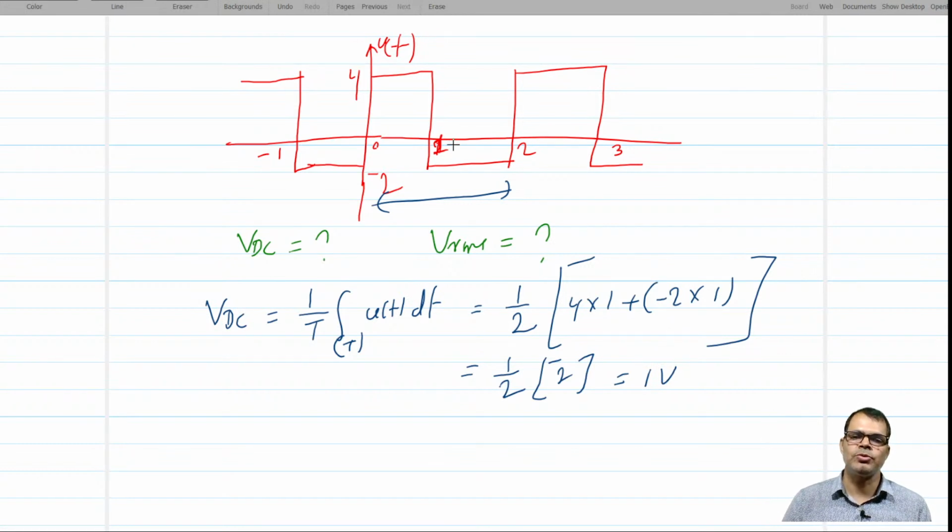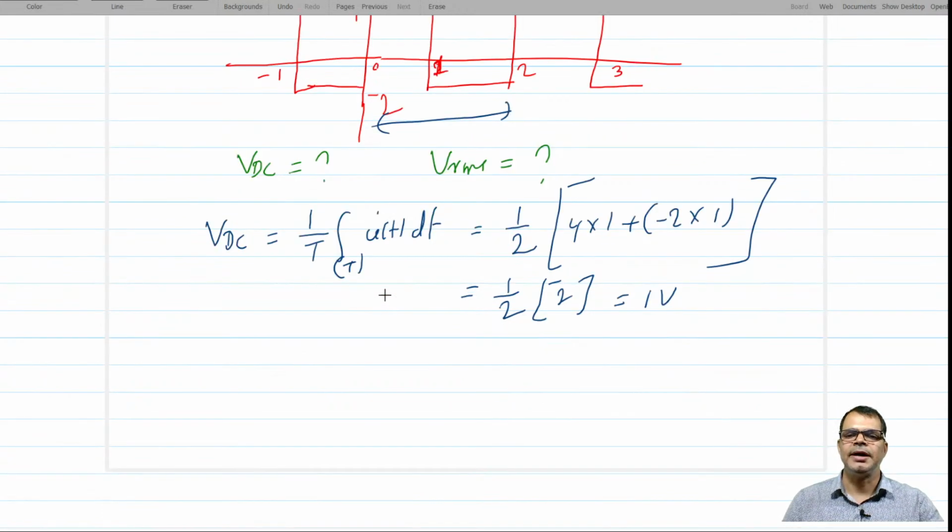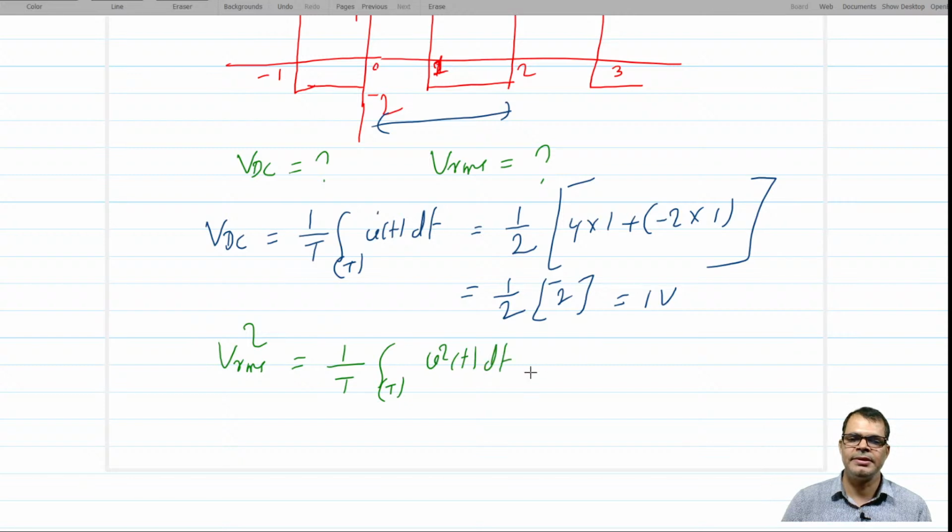So this way you can quickly, if you know this, the integration represents the area. So this is the application of integrations. Now move to the RMS value. One upon T integration over period V square(t) dt.